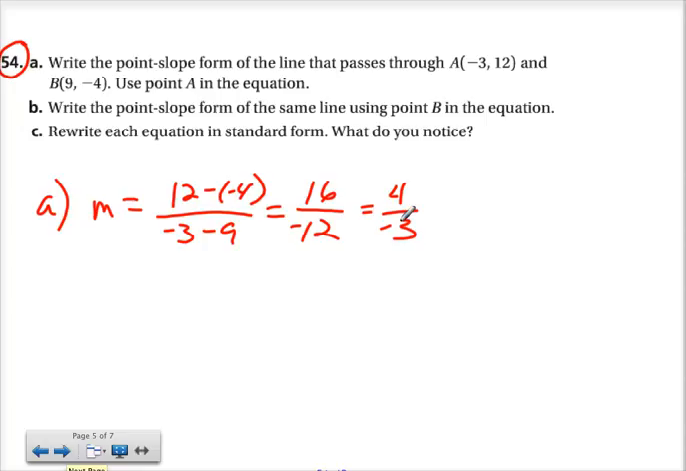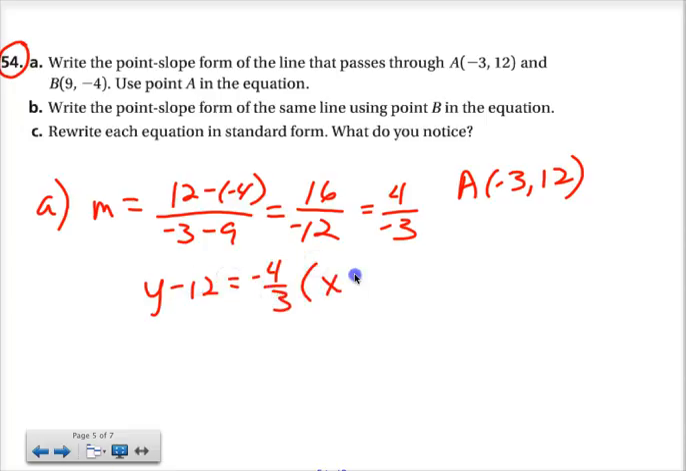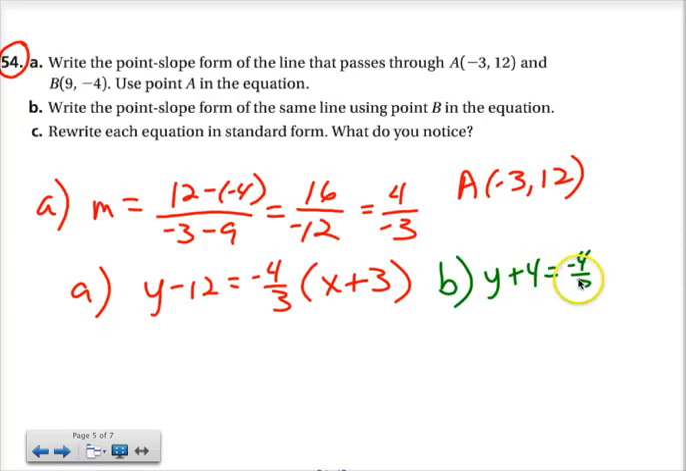And it said use point A, so we don't have a choice. We're going to use negative 3, 12. So it will be y minus 12 equals negative 4/3 times x plus 3. So there's part A, where we just have that in point slope form. Now for B, we're supposed to take that and write the point slope form of the same line using point B in the equation. So that one would be y plus 4 equals negative 4/3 times x minus 9, just using the different point there, point B.